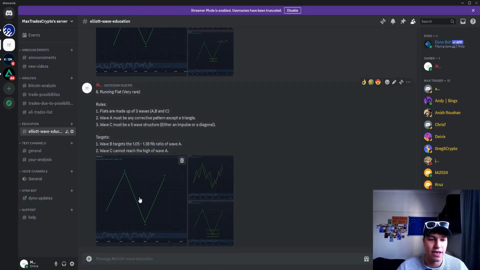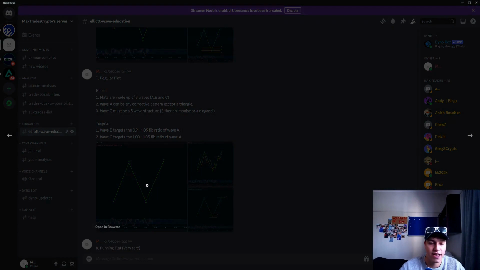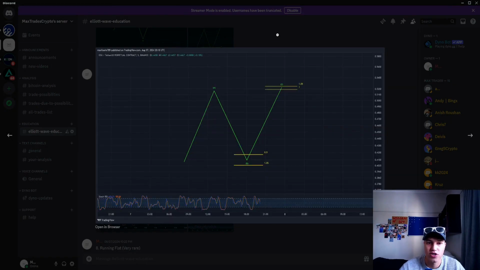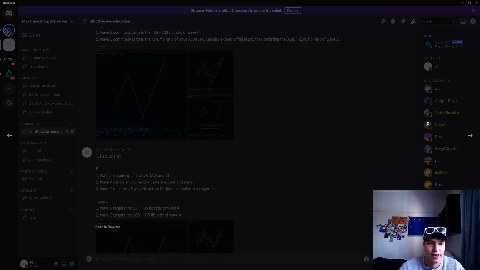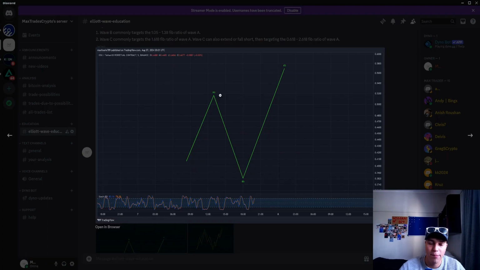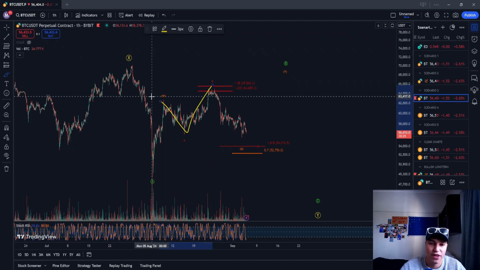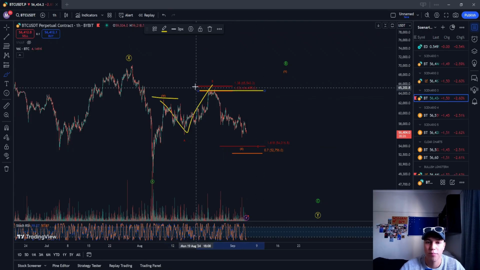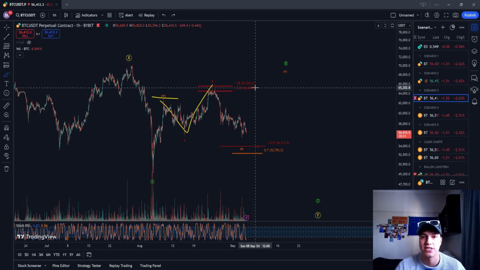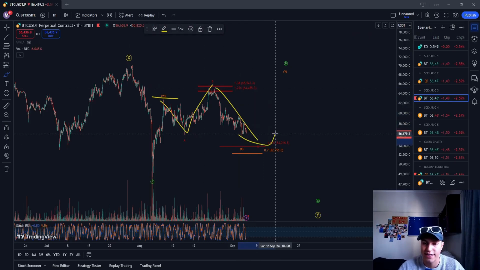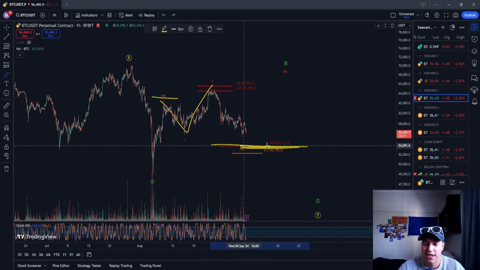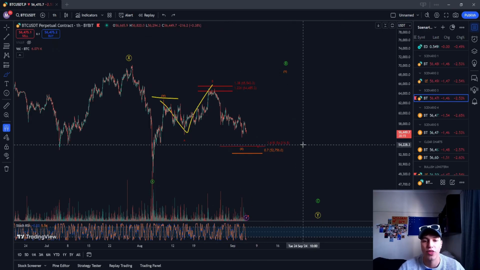If I want to quickly explain the expanding flat to you guys, I'm going to do so here. So an expanding flat is where we have a move up, a move down that takes the low of the move in A, and then a wave C that expands higher. So if we look at our chart at the moment, we have an A wave down, a B wave up that expands past the high of A, reaching into our perfect target box at the 1.236 to the 1.38, and then the move down in wave C, targeting that 1.618 at $54,000.